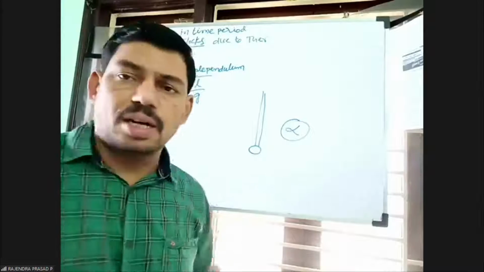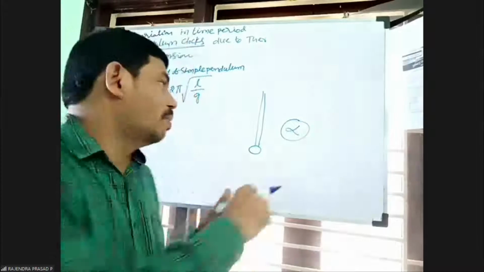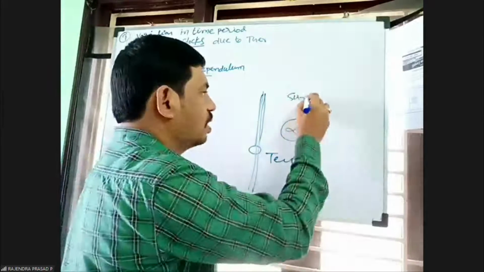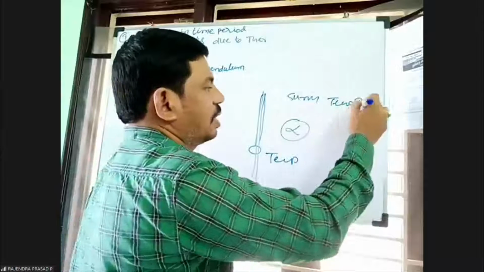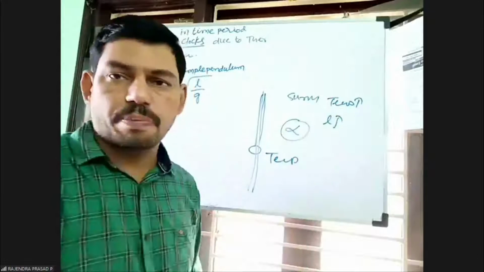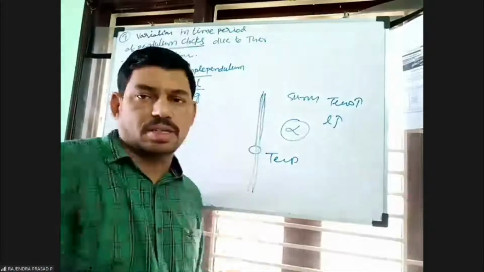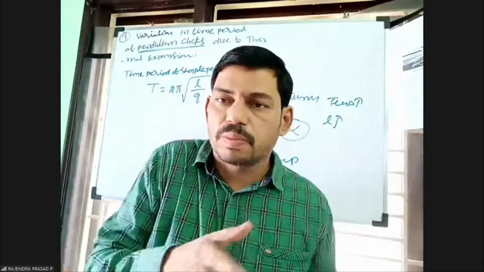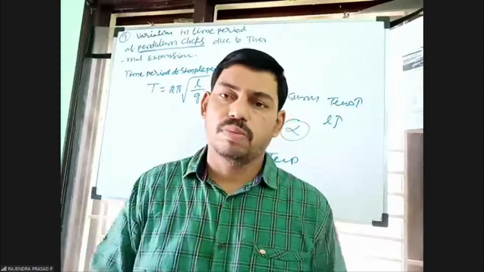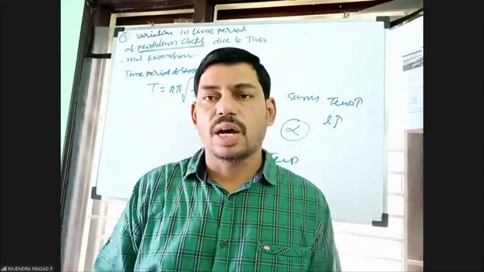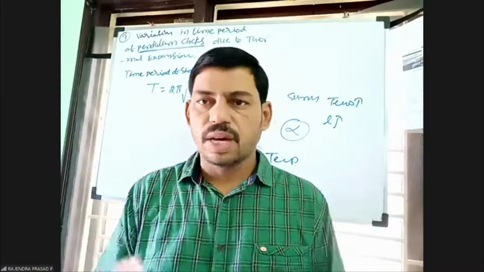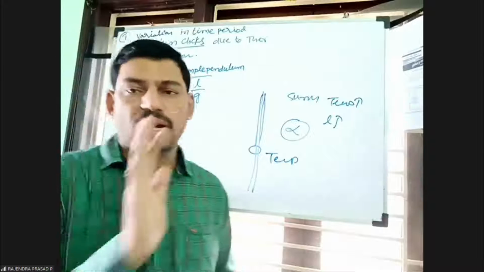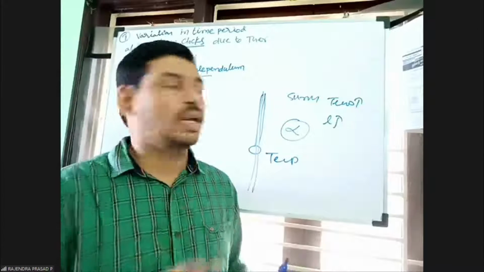So in the summer season, the length of the pendulum increases. Temperature increases in summer, so length also increases. Length increases, the pendulum moves slowly. So time also runs slowly, because pendulum oscillation is slow as length increases.